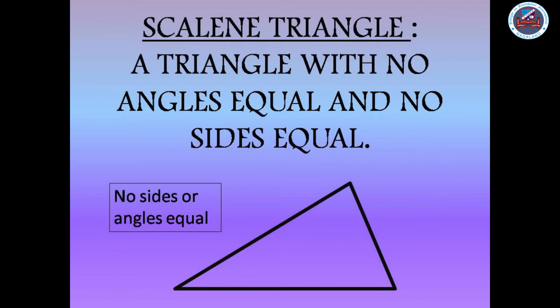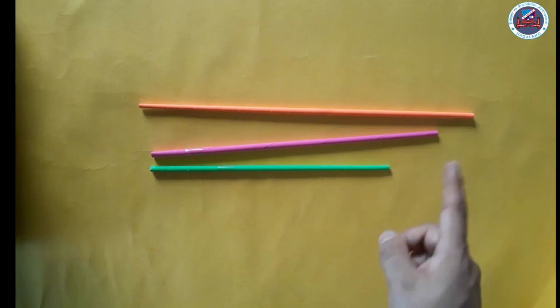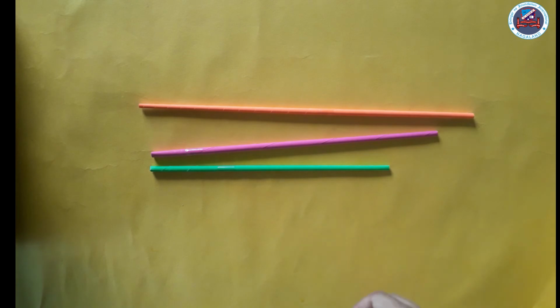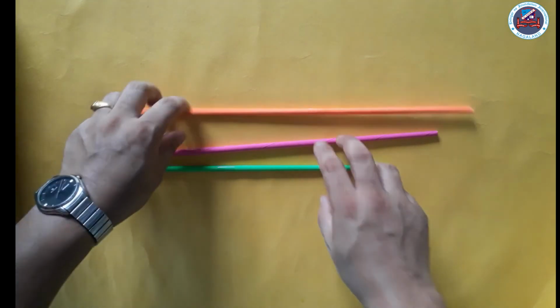Scalene triangle. A triangle with no angles equal and no sides equal is known as a scalene triangle. Here I have three lines. They are all of three different lengths. So let's make a scalene triangle.